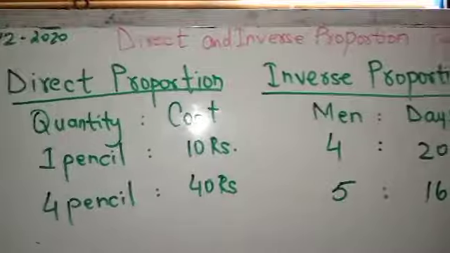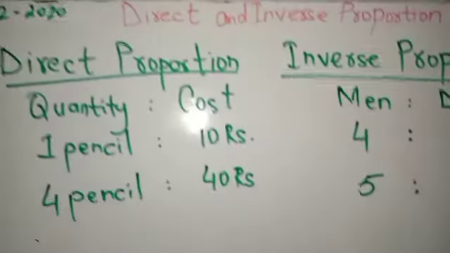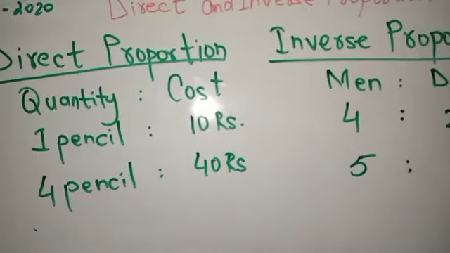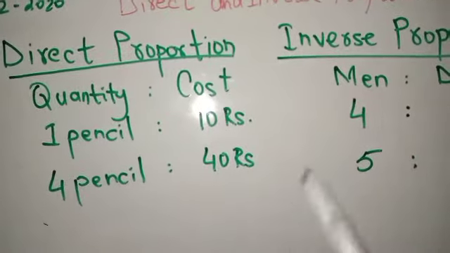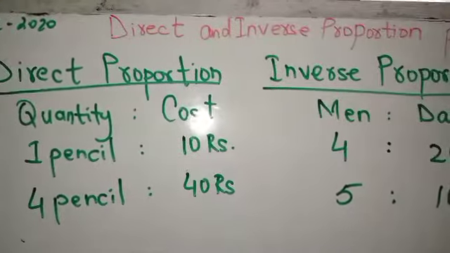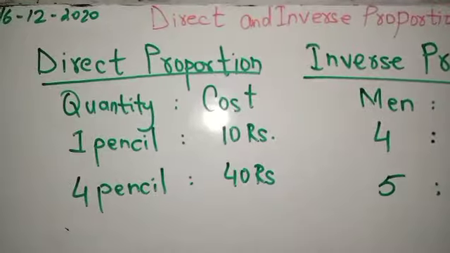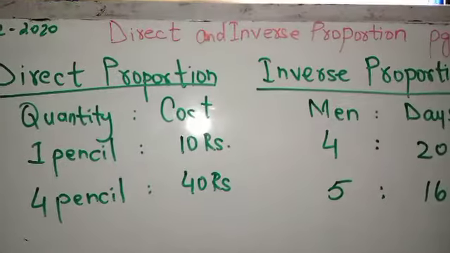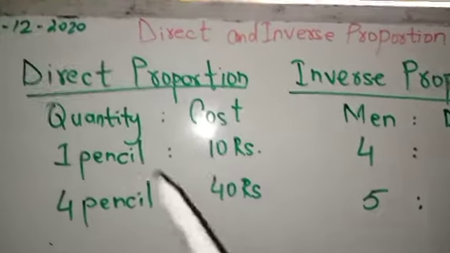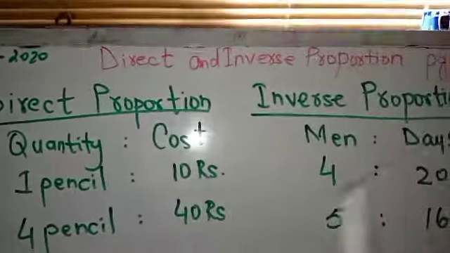You will write down the date, you will write down the page number, and then I will share a picture on the group for the definitions. You will copy the definitions from that picture. This is just for explanation. You will listen to the explanation in this lecture video, and for copying the definitions you will copy it from the picture. I will share it with you on the group. Okay, now I'm explaining to you what direct proportion is and what inverse proportion is.